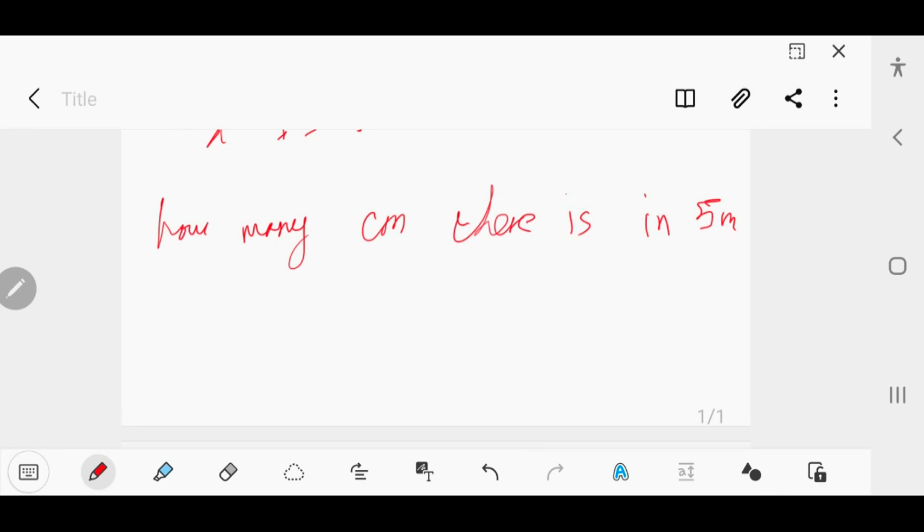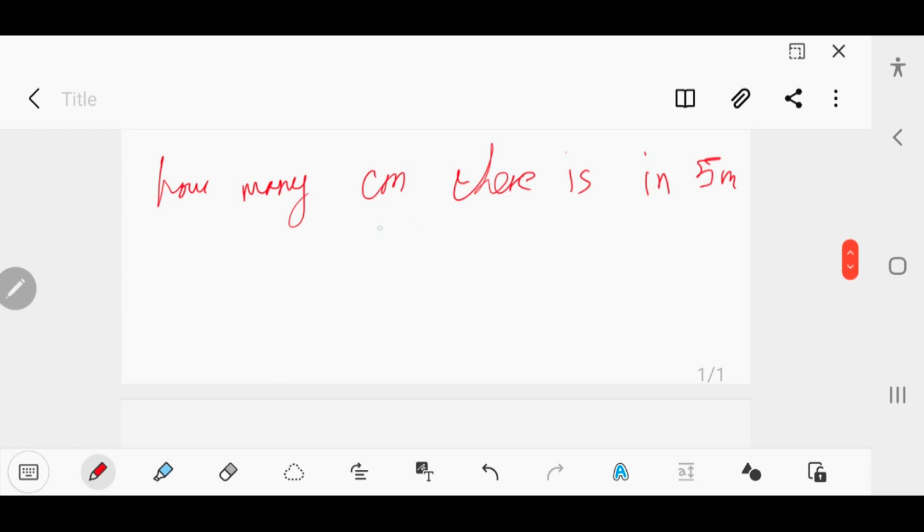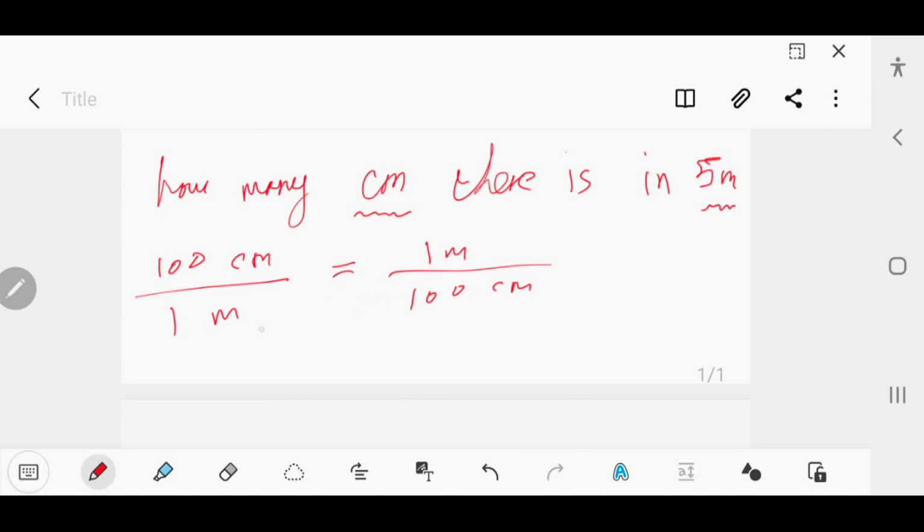But in conversion factor terms, we have here centimeter, the unit, and meter. And the relation between centimeter and meter is 100 centimeter equals 1 meter, or 1 meter equals 100 centimeters. So for each two units combined together, we have two conversion factors. So which one should I use? The first one here or the second one? Now that depends on the question, guys.